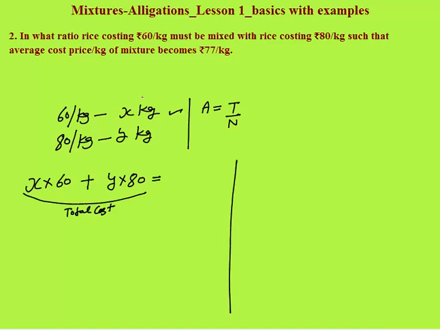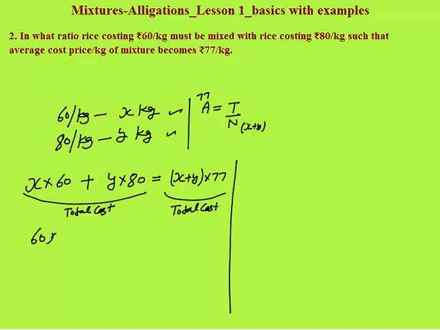Now I have x kg of one kind of rice, y kg of another kind of rice. So total weight I have is x plus y kg, and their average price is 77, given to me. So I'm calculating total cost on the other side by the equation, because I have x plus y kg rice. Now their average cost is given to me, so I can calculate total cost. Average cost is 77. So in this way I will solve.